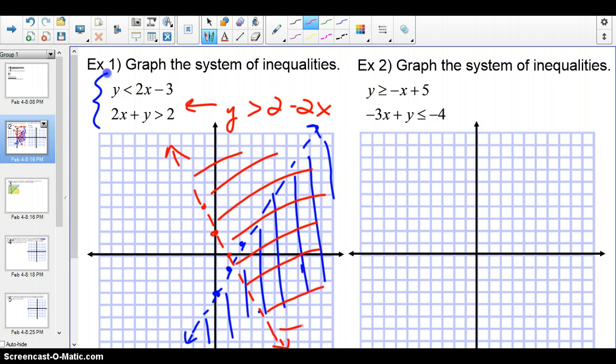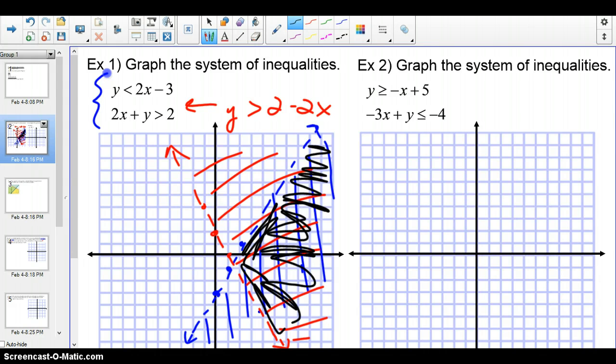Now your job is to indicate where these shadings overlap. So what you'll want to do with your pencils, you'll just want to make the part where they overlap darker so that I can see where the solutions are.